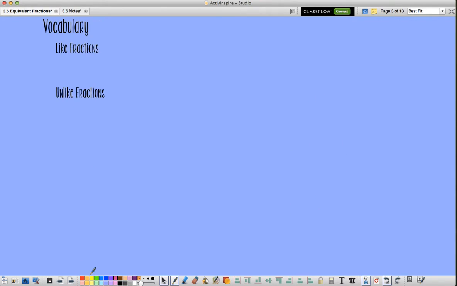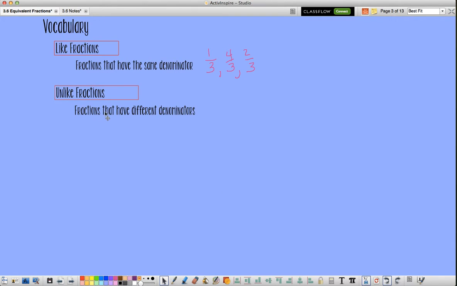Okay, and then like and unlike fractions. Like fractions are fractions that have the same denominator. They can be improper or proper. So 1/3, 4/3 and 2/3 are all like fractions. Unlike fractions are fractions that have different denominators. In this case, unlike fractions would be like 1/4 and 2/5. Their denominators are different, so they are unlike fractions.